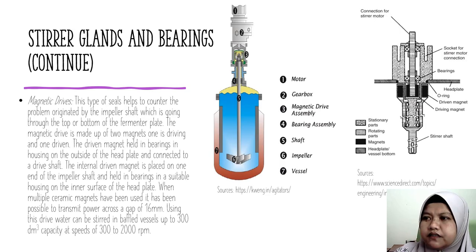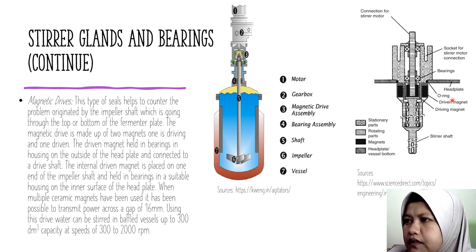Another one is magnetic drives. This type of seal helps to counter the problem originated by the impeller shaft which is going through the top or bottom of the fermenter plate. This magnetic drive is made up of two magnets. One is driving, another one is driven. Right? So as you look at here, this is the driven magnet and this is the driving magnet. Right? And if you look at here is the magnetic drive assembly connected to the shaft.